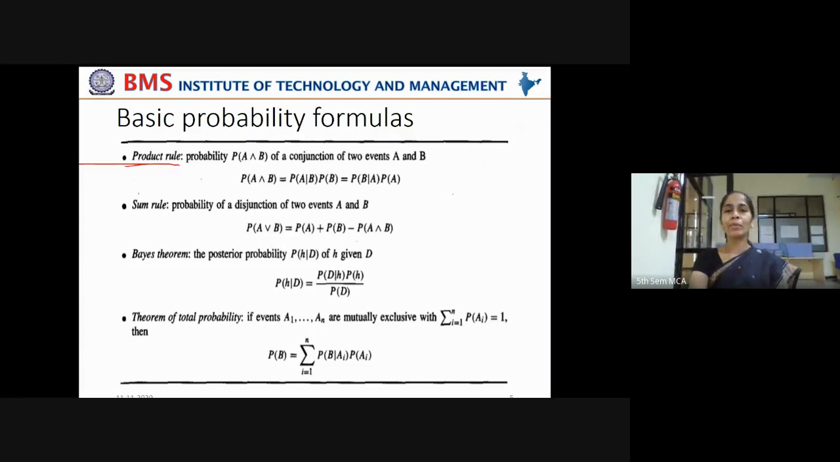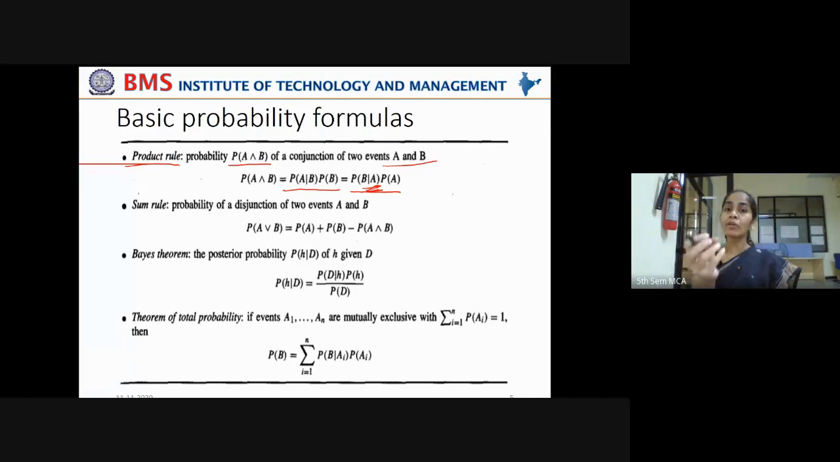So what is the product rule in probability? Probability of A and B together, a conjunction of two events A and B occurring together. What is the probability? You can represent it as probability of A given the details about occurrence of B, multiplied by prior probability of B. Or you can also write it as probability of B given some details about A, that A has occurred before, multiplied by prior probability of A. Probability of B given A means some knowledge you have about A's occurrence.